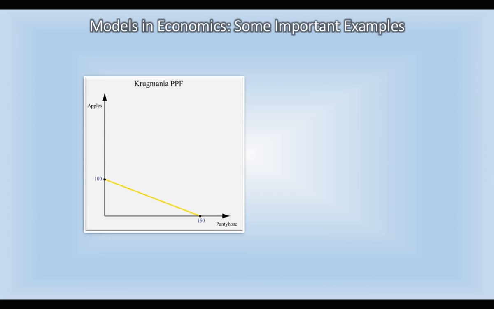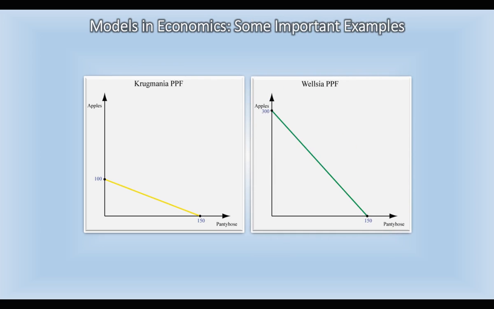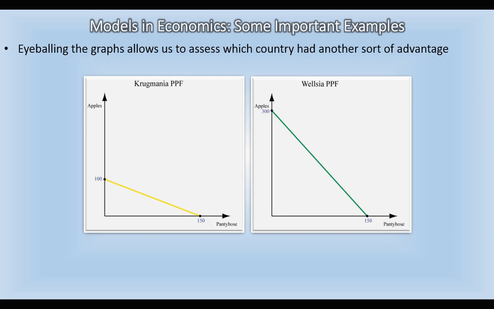Again, Krugmania. In this case, we'll put apples on the y-axis and pantyhose on the x-axis. If Krugmania only produced apples, it would produce 100. If it only produced pantyhose, it would produce 150. Again, those are the intercepts for the production possibility frontier. And for Welsia, if it only produced apples, it would produce 300. And if it only produced pantyhose, it would produce 150. So again, those are the intercepts. And we assume constant opportunity costs, so they're both straight lines.